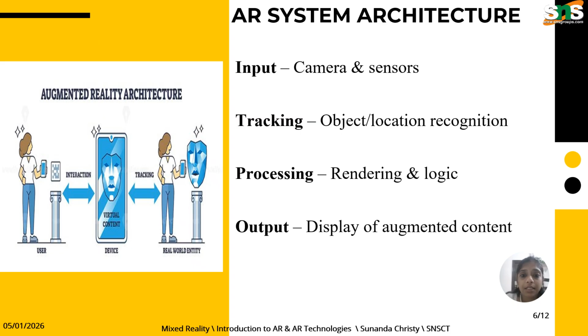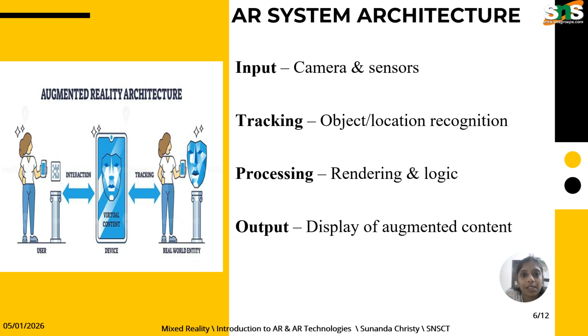Now the AR system architecture has input, tracking, processing and output. Input is nothing but the inputs that we use here, which are the cameras and the sensors. When we use the camera and the sensors, it will automatically track the object and also the location, and then the processing takes place.